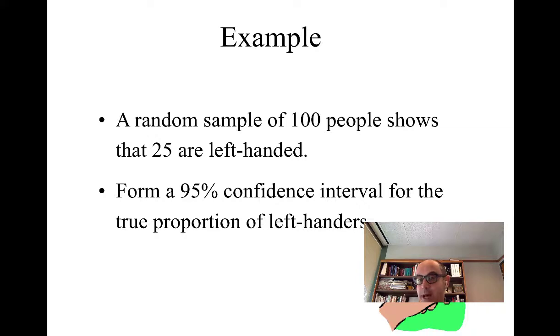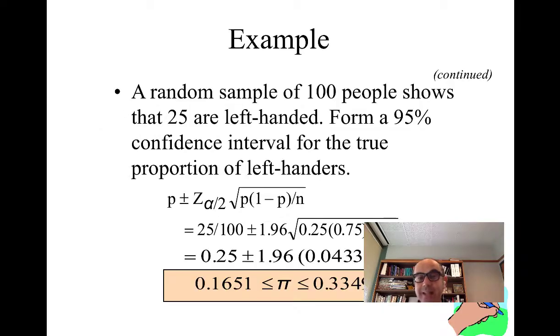So let's take an example. A random sample of 100 people shows that 25 of them are left-handed. So from the 95% confidence interval for the true proportion of left-handers in this example, what can we apply and what can we learn about that?